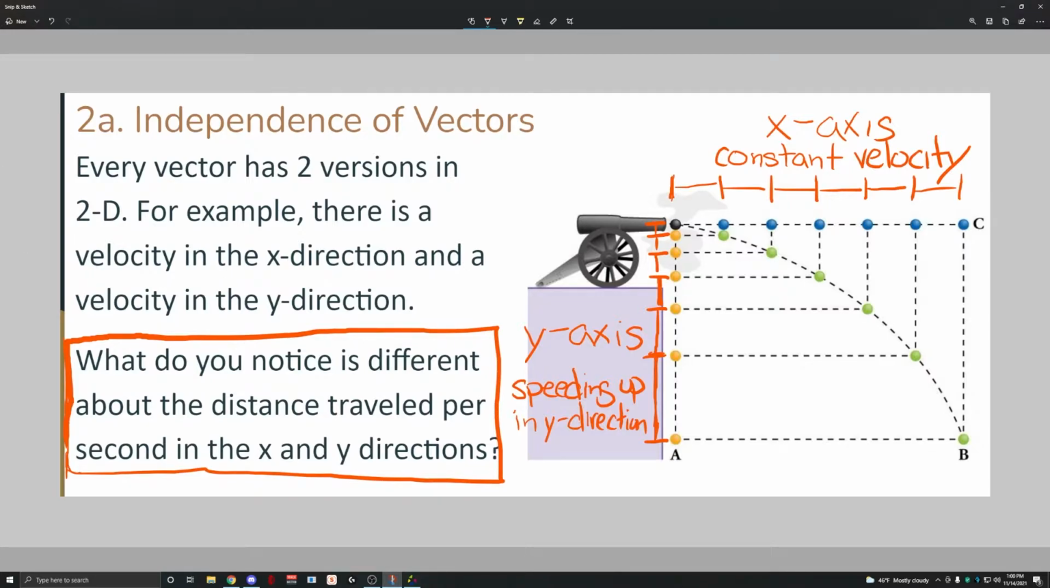Well, that's weird. It's not something you would expect, and here it is. In the x direction, your velocity is constant. In the y direction, you're speeding up. So we have two different values for velocity. We know they're different. And so we can come to the conclusion that there's a velocity in the x direction, and it is completely separate from our velocity in the y direction.